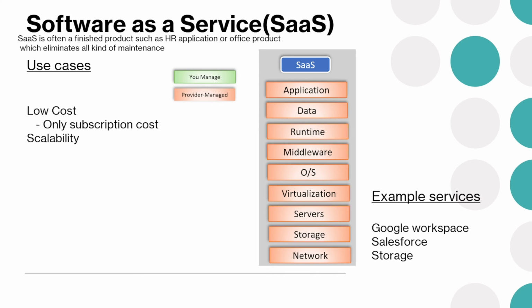What are the sample services in the SaaS model? Google Workspace, Salesforce, Storage, and Office 365 are also SaaS ones. And there are many more in SaaS. These are the top four samples.